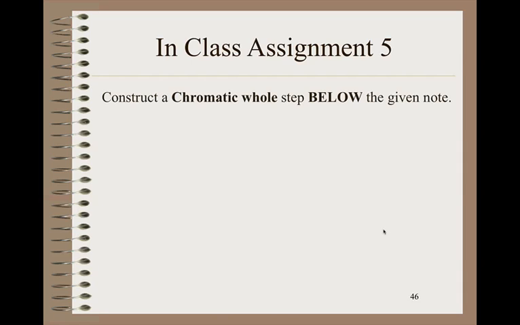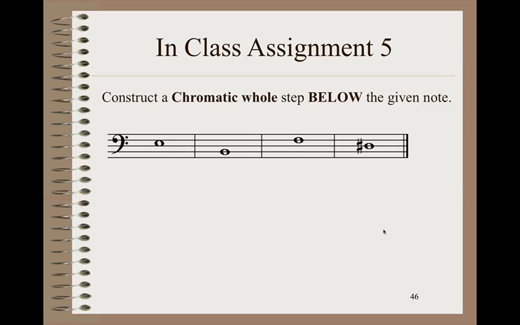One more. Construct a chromatic whole step below the given note. So again, the same letter. So we have an E. And again, these are relatively simple and logical, because if we're going from E, that E is going to be a double flat. Go ahead and stop the recording and finish these.